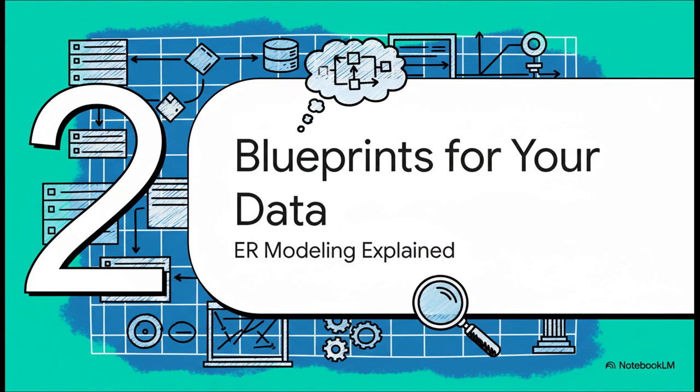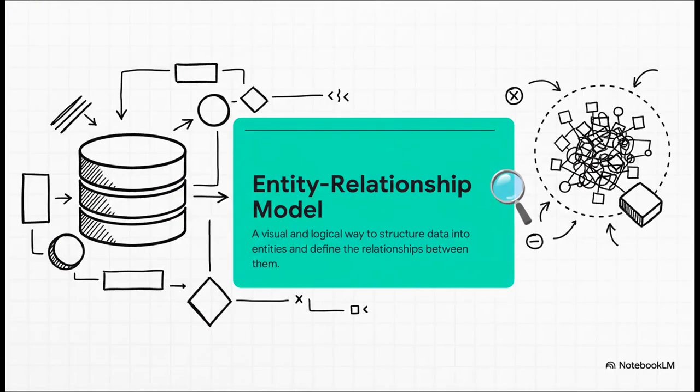The real solution here isn't about patching things up. It's about a completely different way of thinking. It all starts with creating a blueprint for our data. And in the world of databases, that blueprint has a name. It's called an entity relationship model. An ER model forces you to step back and think about your data structure before you even dream of writing code. It's a visual map that helps you organize everything logically, preventing the exact kind of mess we just saw.